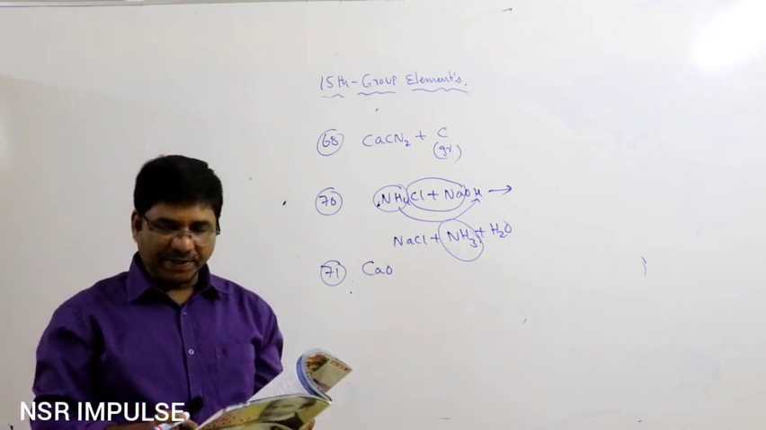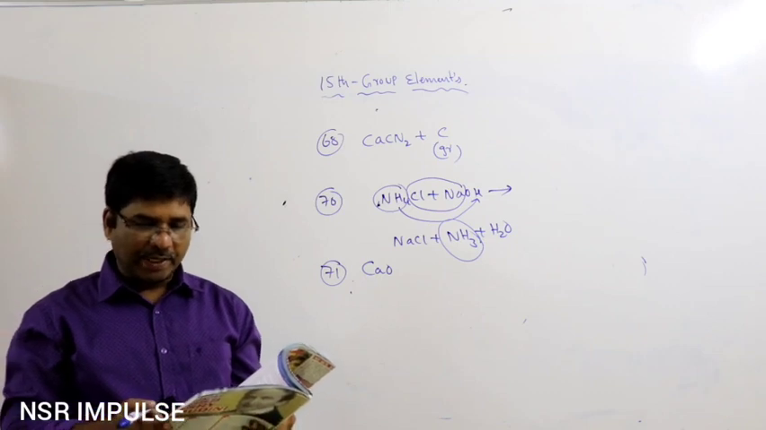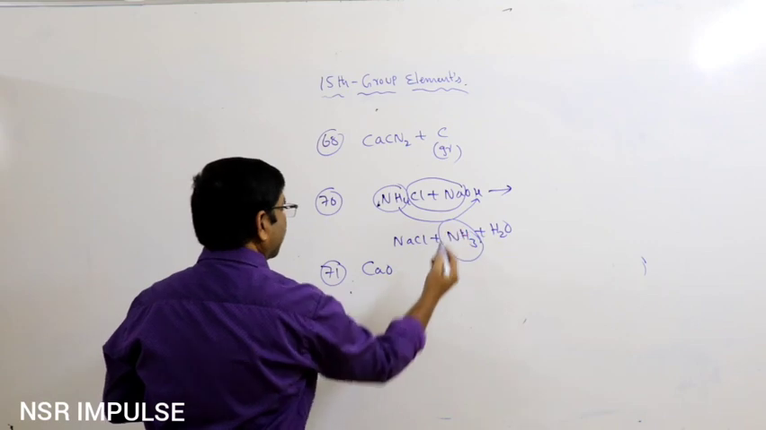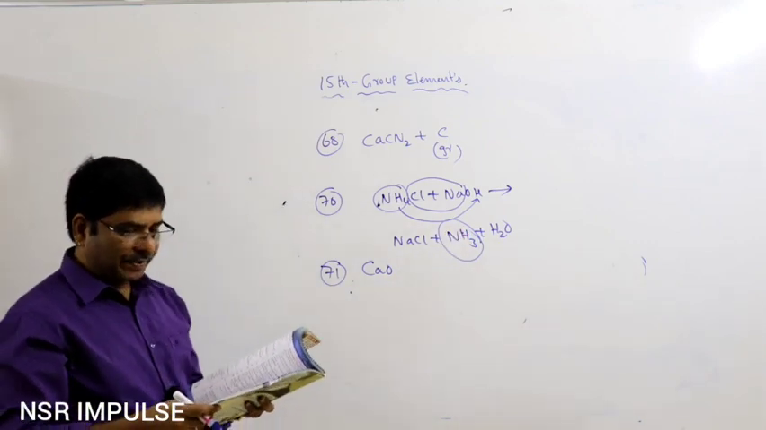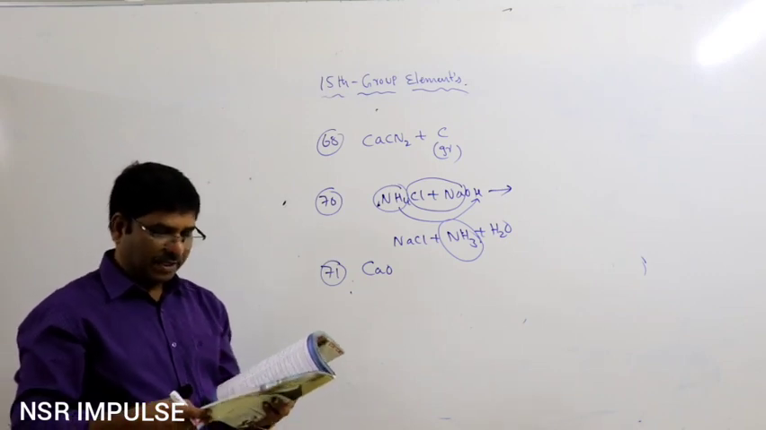73. Which of the following can serve as a solvent for both ionic and covalent compounds? Liquid ammonia. This one, liquid ammonia. Liquid ammonia behaves like a solvent for both ionic compounds and covalent compounds. That is the first option.